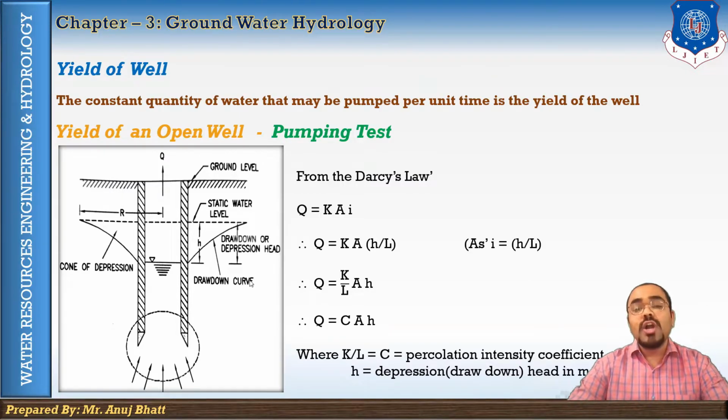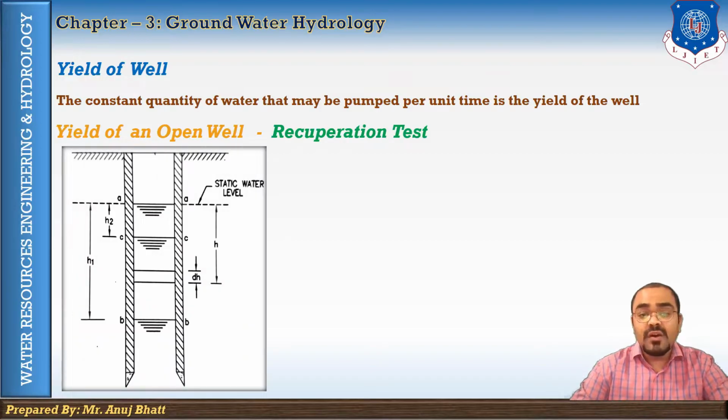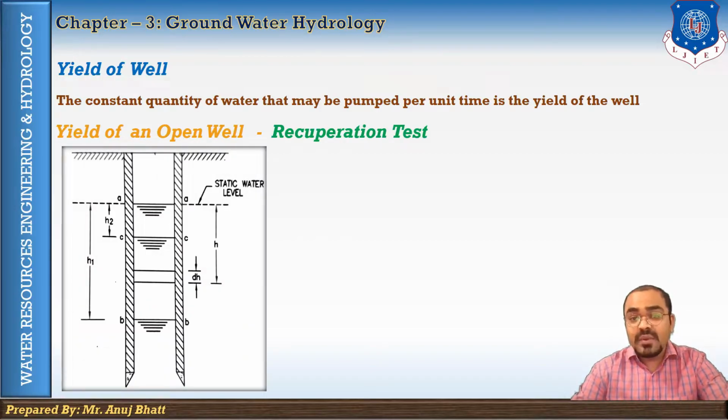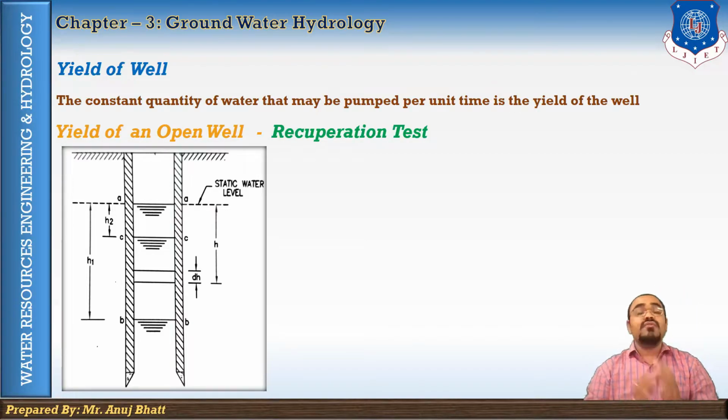Now if we talk about the recuperation test, this is a figure of the recuperation test. Though the constant pumping gives an accurate value of safe yield, it is sometimes very difficult to regulate the pump in such a way that constant level can be maintained. In such circumstances, a recuperation test may be adopted.